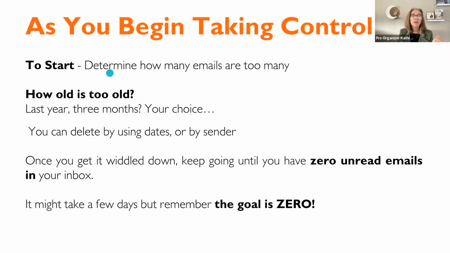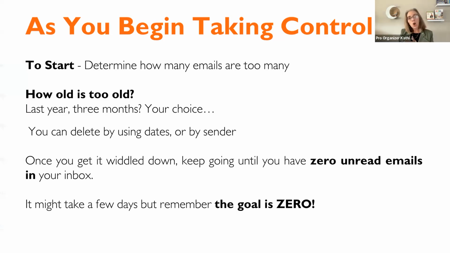So as you begin taking control, you want to determine to yourself, how much is too much? How old is too old? Okay. And to get it whittled down, you have to make these decisions about yourself. My husband, if he has more than 5 emails in his inbox, he is freaked out. I can do about 100, right? That's my level. Some people want their inbox to be 0. He's an inbox 0 guy, my guy.